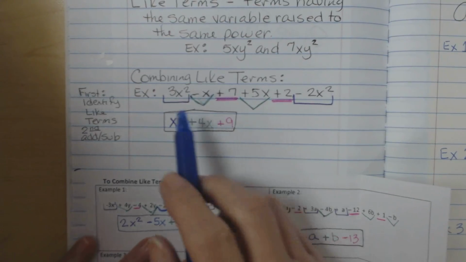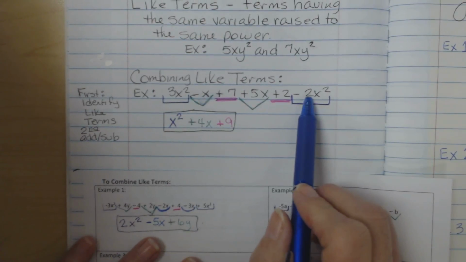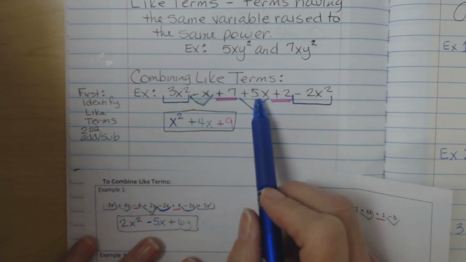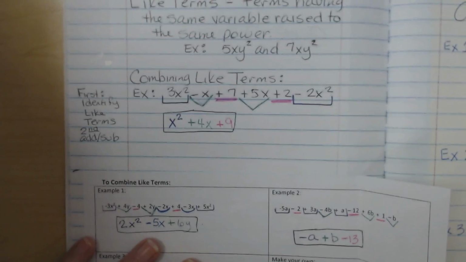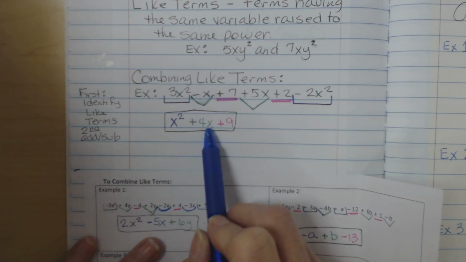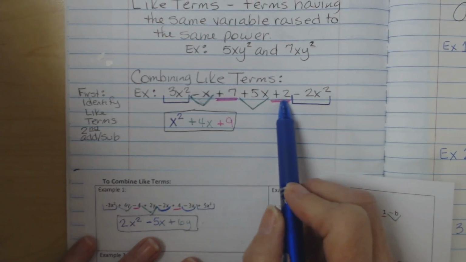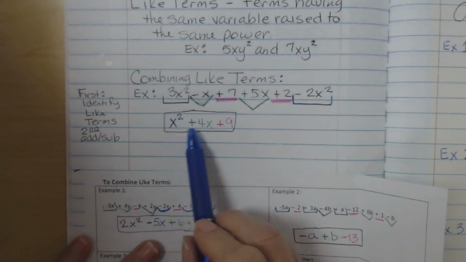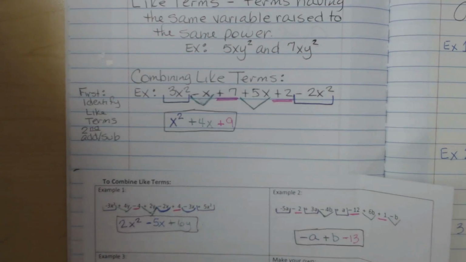Now it's just a matter of arithmetic. 3 minus 2 is 1, so I have 1x squared. Negative 1 plus 5 is positive 4, so I have plus 4x. 7 plus 2 is 9. So this whole expression simplifies to be x squared plus 4x plus 9.